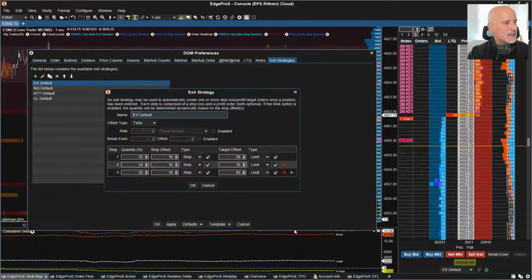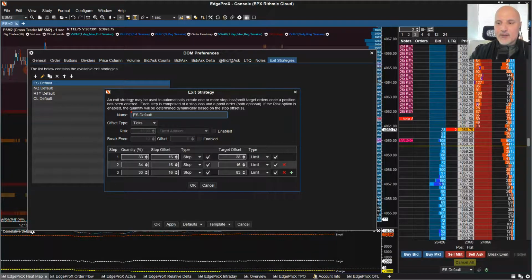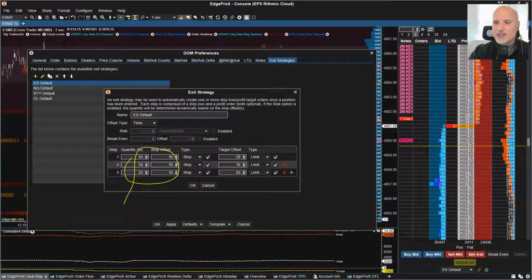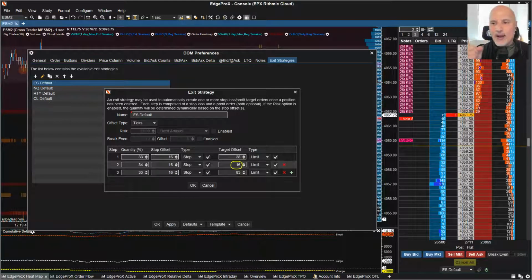So for the ES, based on the rotational statistics, the current stop is 4.16 points, so 16 ticks. These have to add up to 100%. So 1/3 goes to 16, 16, 16. I'm using an equal stop, and then I'm also scaling out for the same value as a stop. So I'm taking one off at 16 ticks. My stops are at 16 ticks.